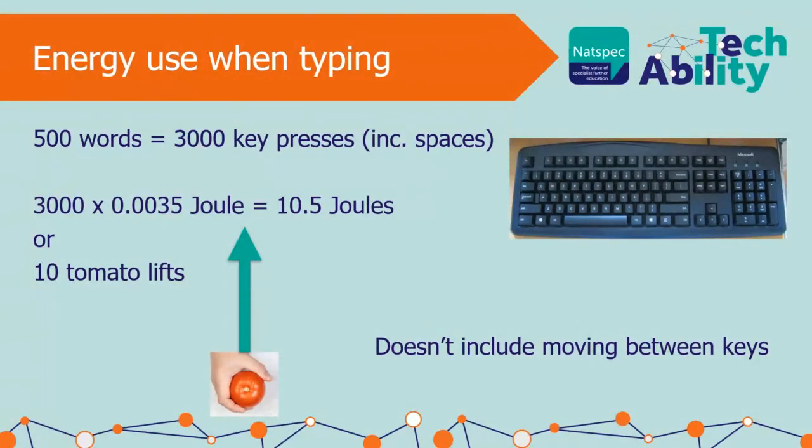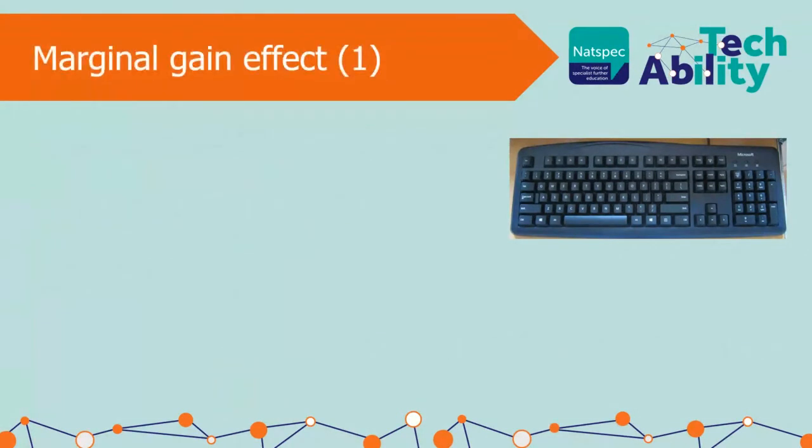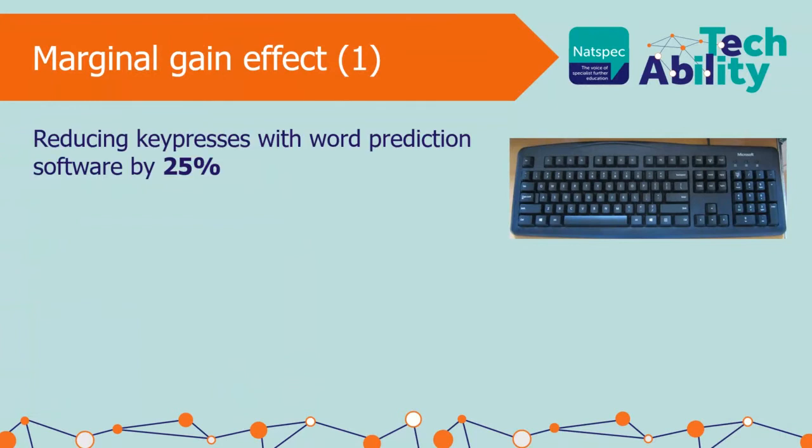straightforward. So if you're moving around the keyboard, if you've got your fingers moving between the keys, you're going to burn even more energy. You've also got to keep your arms up over that keyboard. That burns more energy. And the longer you do that, the more energy you're going to burn. So at a basic level, if we're typing a 500-word essay, at the very least, we're going to burn 10.5 joules or 10 tomato lifts. I promise I'll stop mentioning tomatoes eventually.